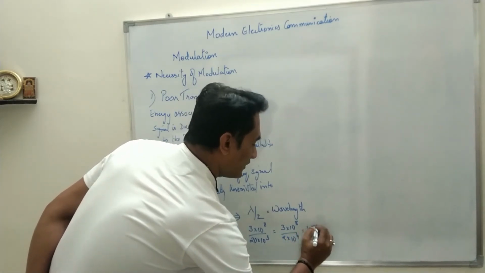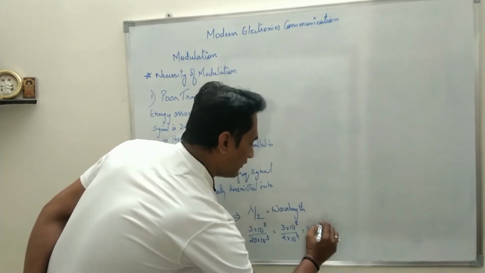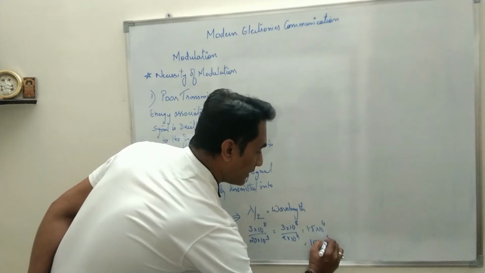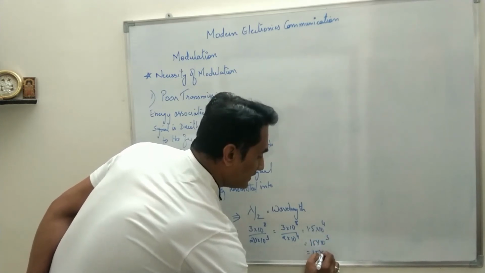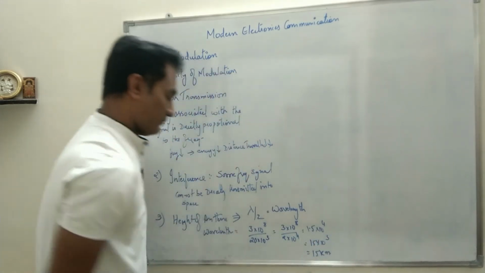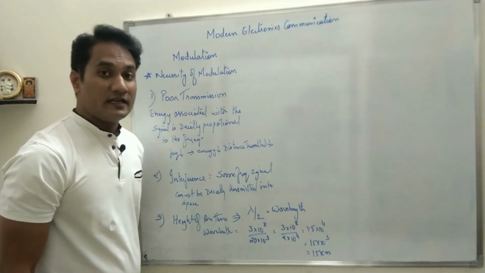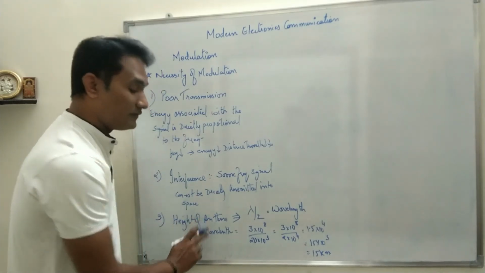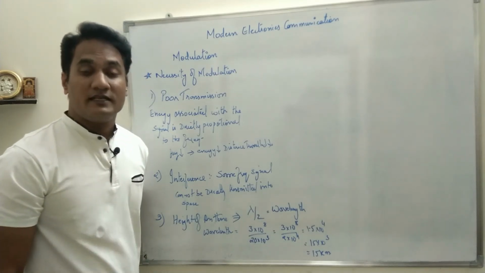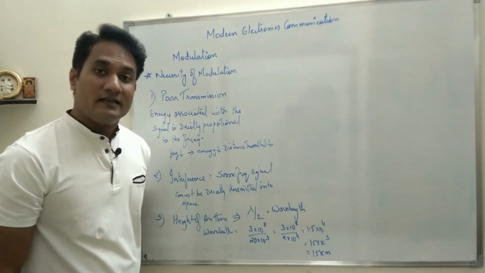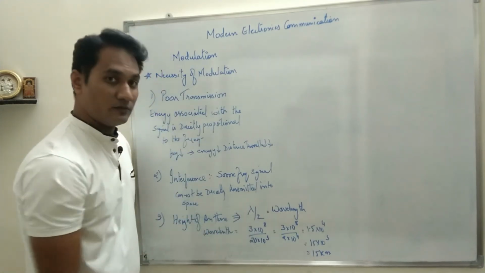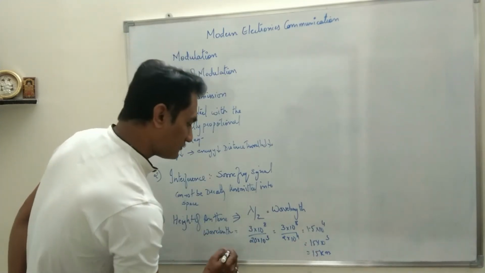This is 1.5 into 10 to the power 4, or I can say it is 15 into 10 to the power 3. So 15 kilometer. So that is the length, wavelength, lambda. And what we said, what should be the height of the antenna if you are transmitting original signal directly into the space? To receive that, the height of the antenna should be lambda by 2. And what is lambda? Lambda is 15 kilometers.